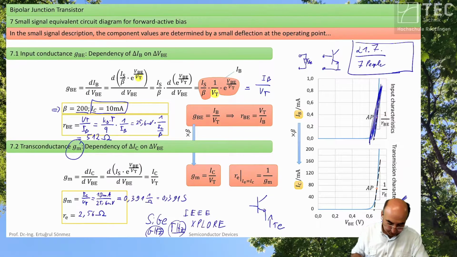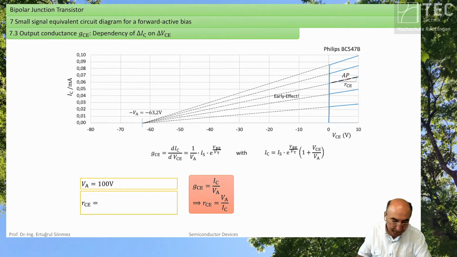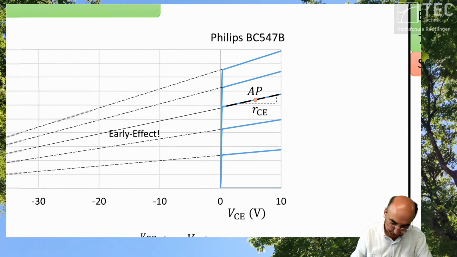So the so-called emitter resistance has a very low value. So depending on the port you are looking into electrically, you have different impedances. Be aware of these facts. Now we miss one more thing. It's the slope of the output characteristics.